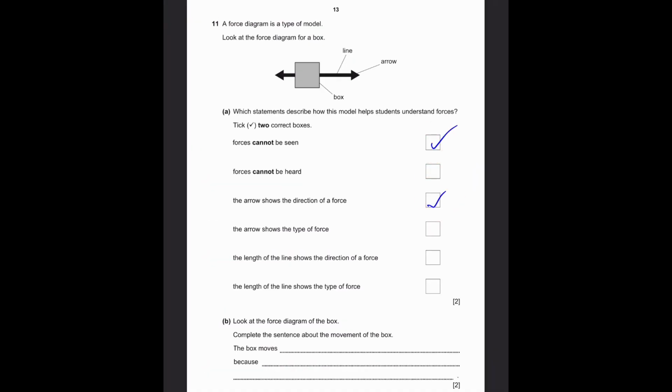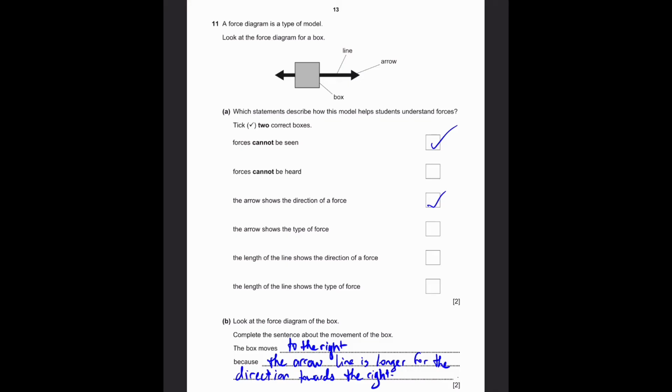B. Look at the force diagram of the box. Complete the sentence about the movement of the box. The box moves to the right because we can see that the length of the arrow going towards the right is longer than that towards the left. So you can just write that. The arrow line is longer for the direction towards the right.